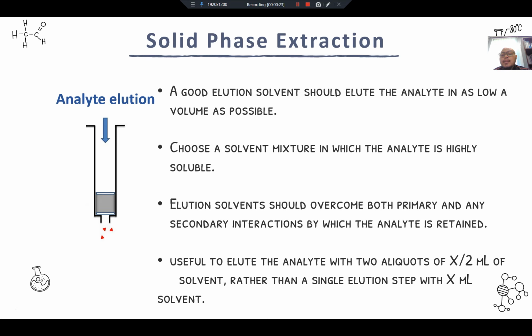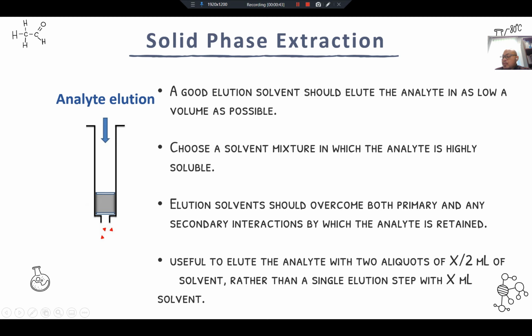Okay, it's not necessarily that you need to use only 100% methanol. You can mix, for example, 50% methanol and acetonitrile. It depends, okay, on what kind of variable you want to play with. Okay, elution solvents should overcome both primary and any secondary interaction by which the analyte is retained.